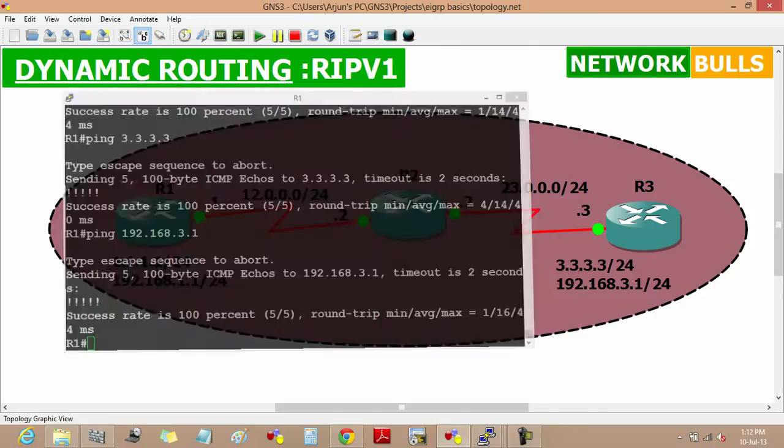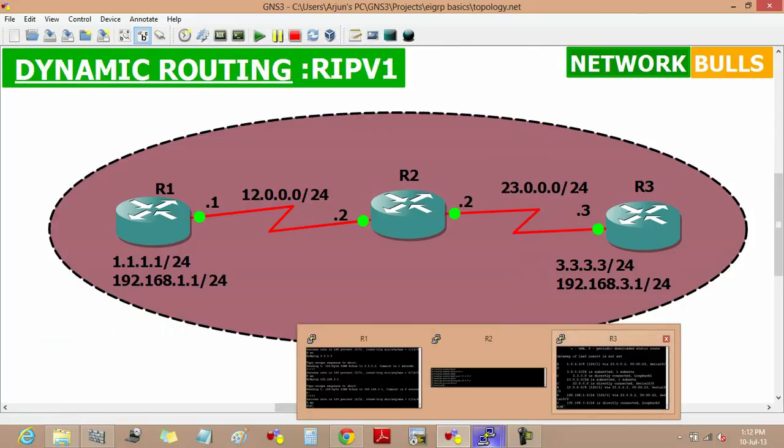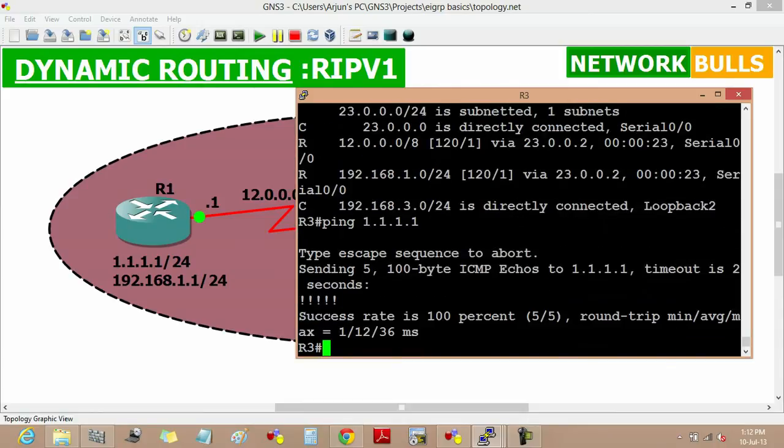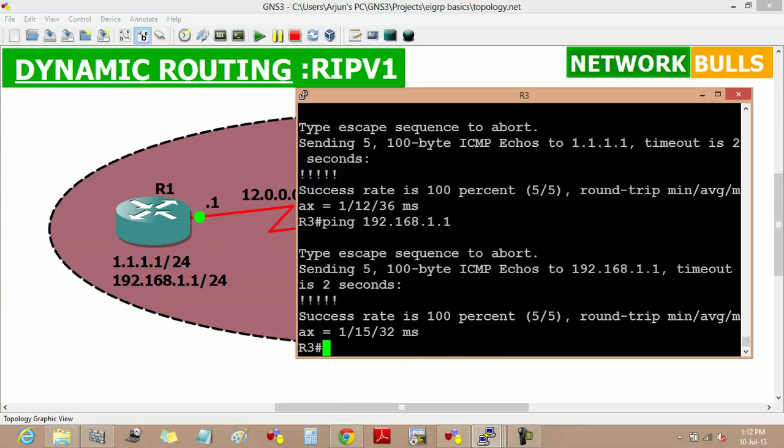192.168.3.1. Similarly, we can verify the reachability of router 3 to router 1 by using the ping command. Ping 1.1.1.1. We will get a reply from router 1. Now ping 192.168.1.1. We will also get a reply from this loopback of R1. Now ping 12.0.0.1. Now we will also get a reply from 12.0.0.1.